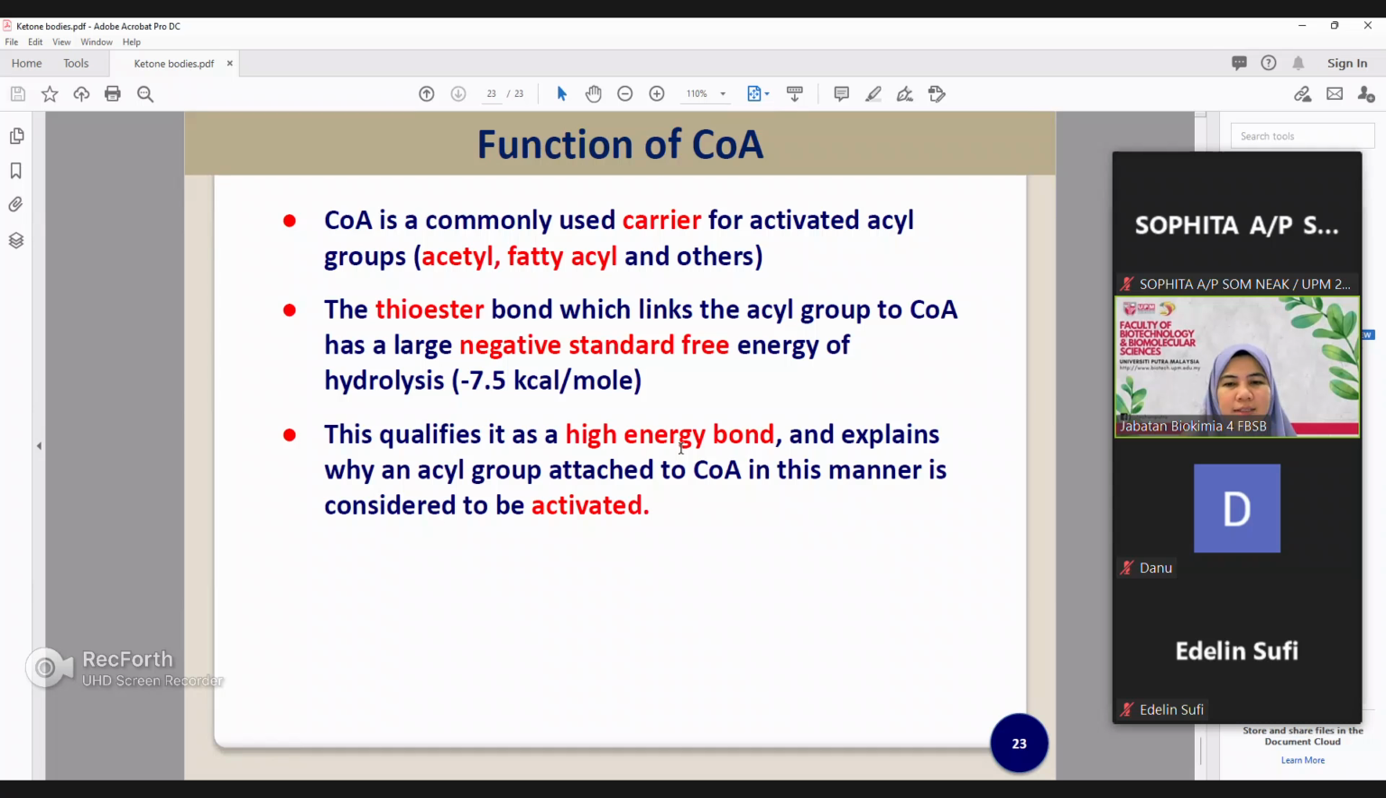I have asked this question before. The thioester bond which links the acyl group to CoA has a large negative standard free energy. I'm sure you have discussed energy in your biomolecules class. This qualifies it as a high energy bond. We know that the thioester bond is one of the high energy bonds.